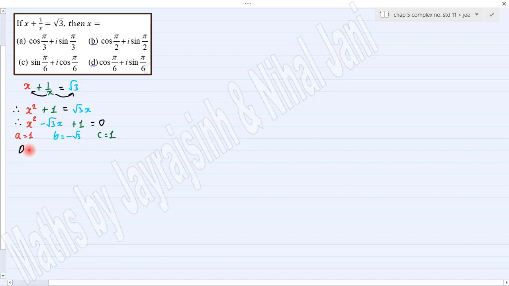So, let's find out the discriminant, which is b square minus 4ac. Substitute the values, you will get 3 minus 4 times 1 into 1. Or we can say minus 1. So your root of the discriminant will be plus or minus i.